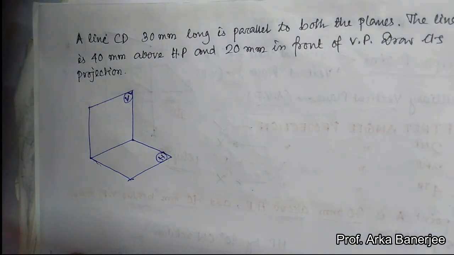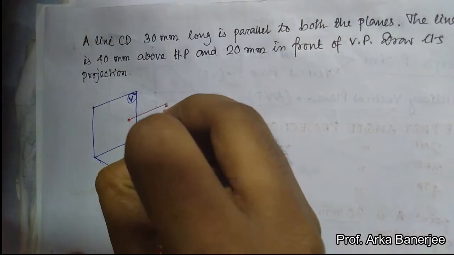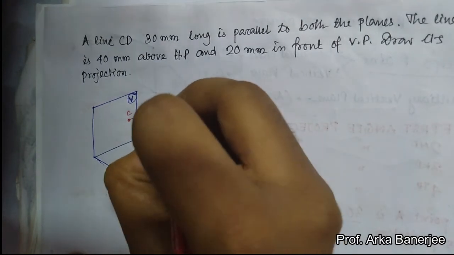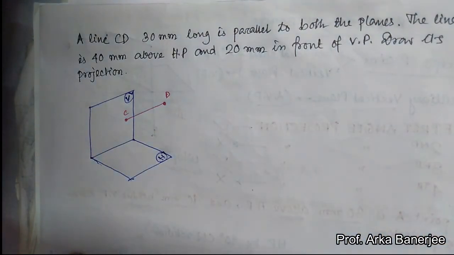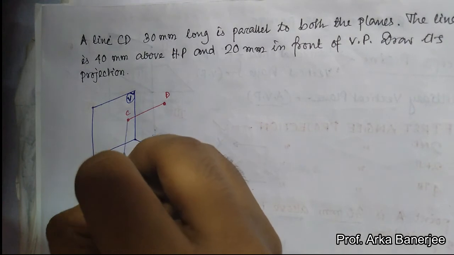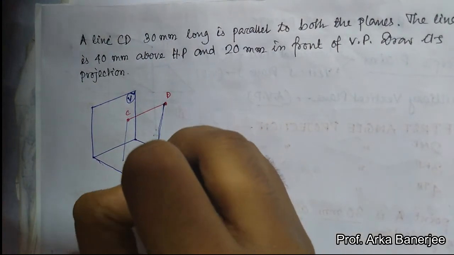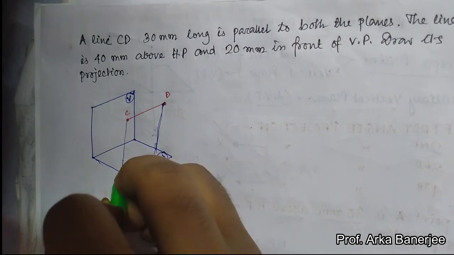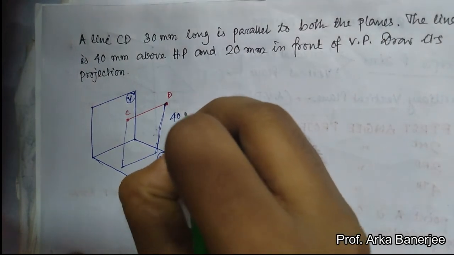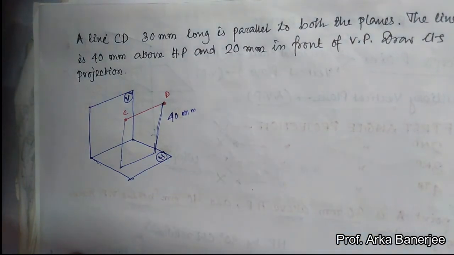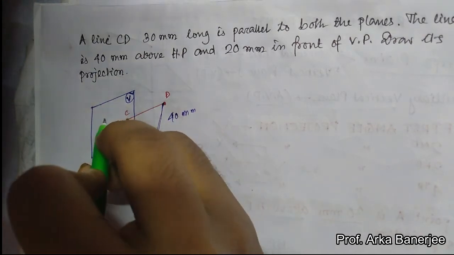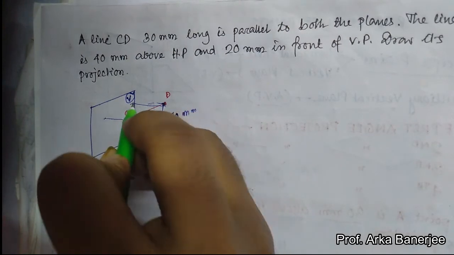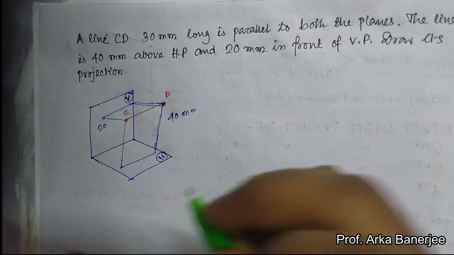And our straight line is parallel to both the planes. So suppose this is our straight line CD. It is parallel to both the planes, but at a distance of 40 millimeter from HP. So if you find out this distance, this is 40 millimeter, and the distance with the VP, this distance, is 20 millimeter.